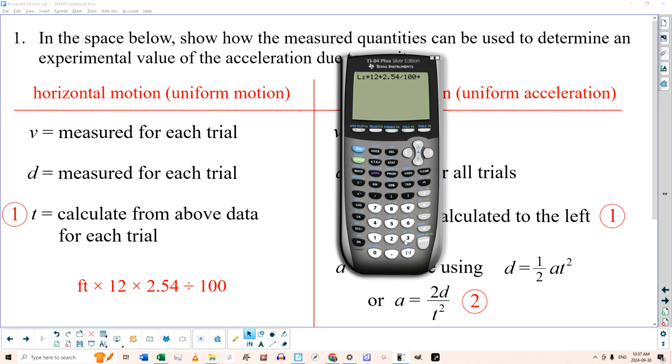I'm going to go second L3, and now it generates all of these numbers, and if I scroll with my right key, they are showing me the distances in meters now, not in feet. And if I were to go stat edit, I see there's a new list there, and it contains all of my meters. These feet are still in here, but I'm no longer going to need list 2. Let's quit out of here now.